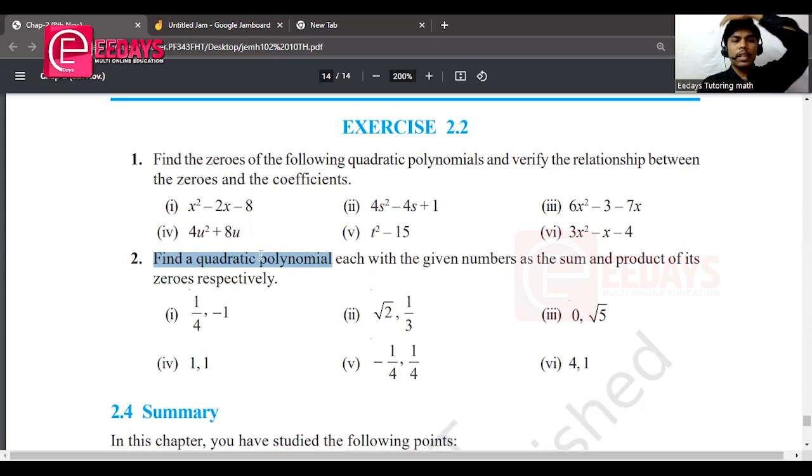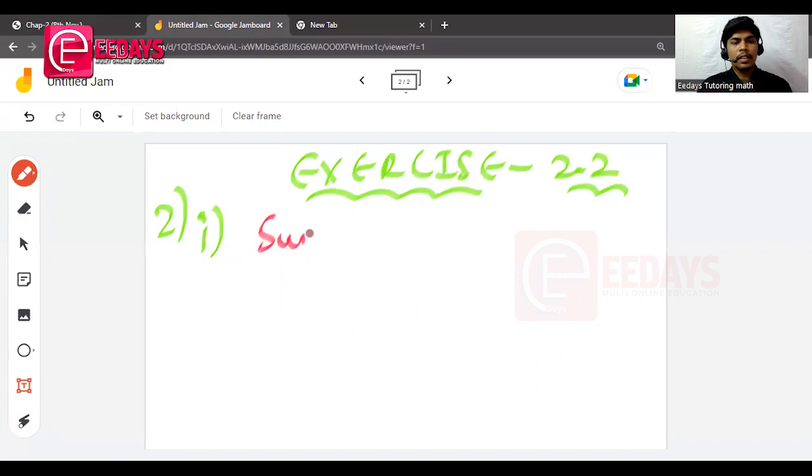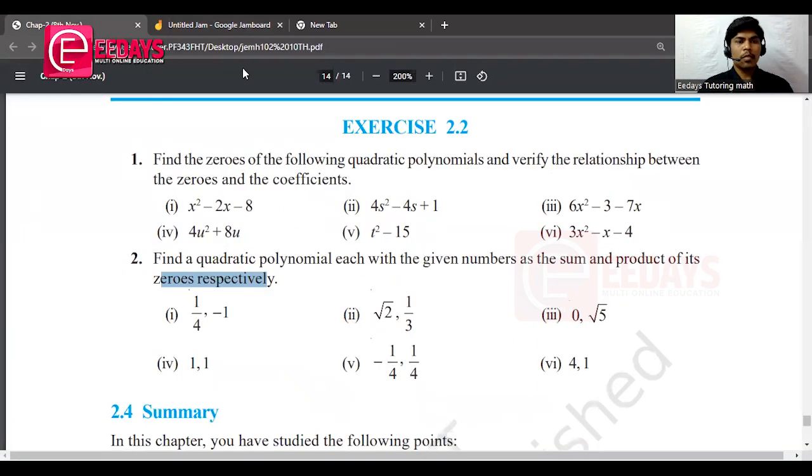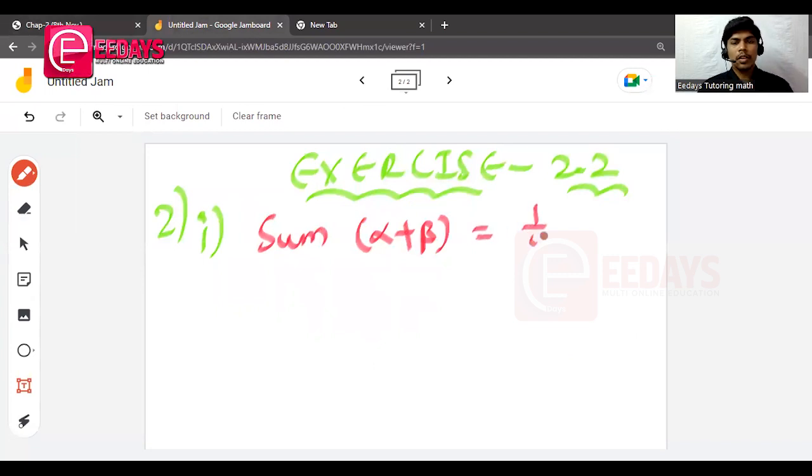Why am I saying that? First read the question. The given numbers are the sum and product of zeros. The sum, alpha plus beta, they have given as 1 by 4. And the product, alpha into beta, is equal to minus 1.